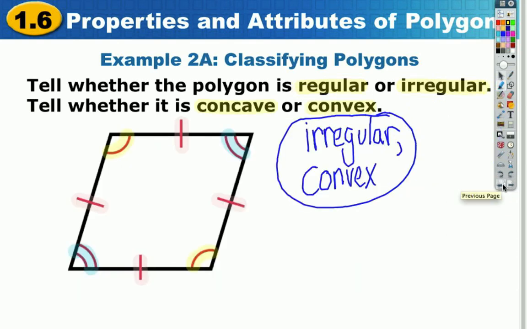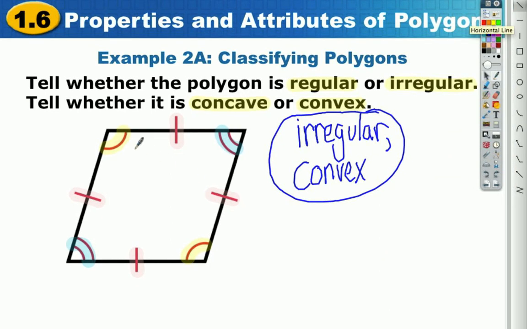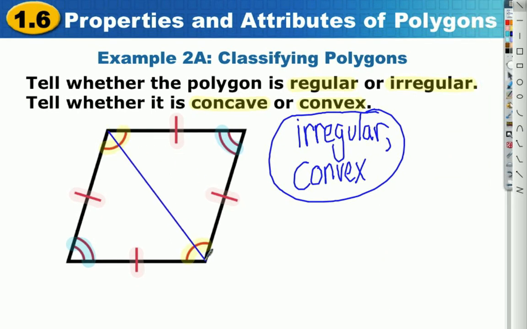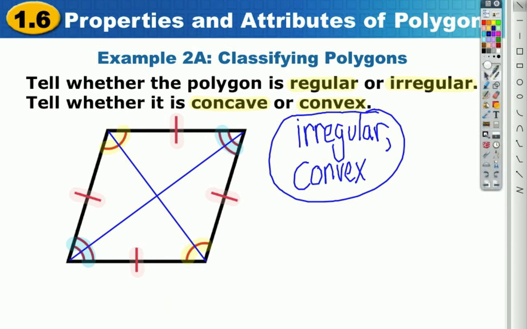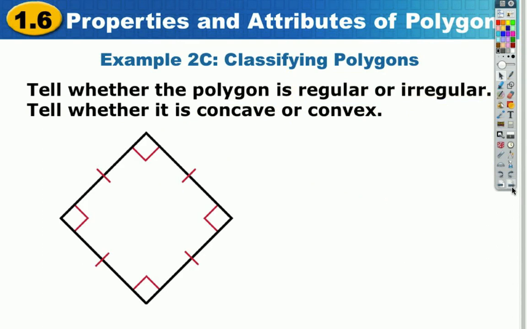So here, this is convex because all of the diagonals are inside. Here's one diagonal. Here's the other. There is no diagonal outside. That's it. That's convex. Okay? Thank you for pointing that out. Good. We're doing well. Don't copy this one.